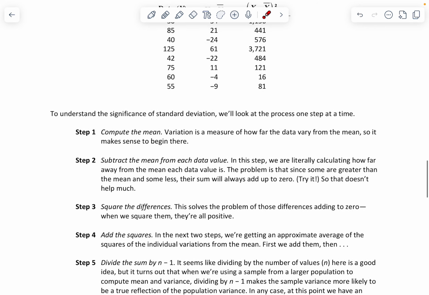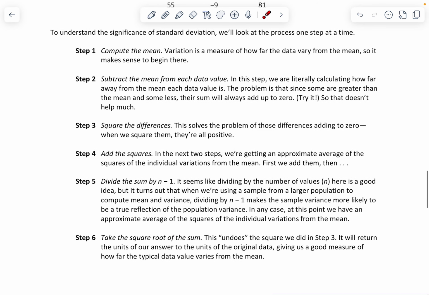To understand the significance of standard deviation, let's take a deeper dive at the process, one step at a time. Step 1, compute the mean. Variation is a measure of how far the data varies from the mean. So it makes sense to begin here by computing the mean. Step 2, subtract the mean from each data value. In this step, we are literally calculating how far away from the mean each data value is.